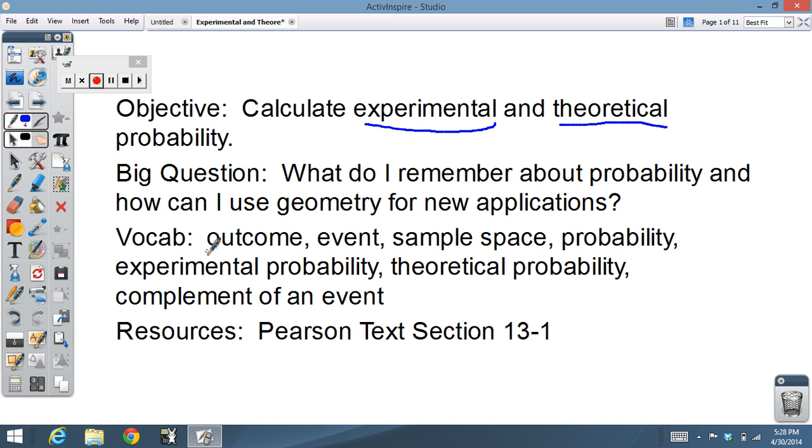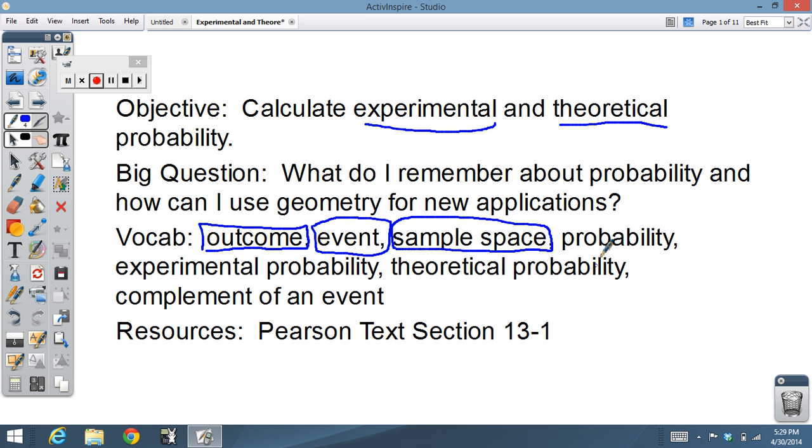All right, the vocab. I didn't really spell it out on my slides. So an individual outcome is what is going to happen, okay? So we're rolling dice, for example. The outcome could be you roll a 1 or a 2 or a 3. Those are the possible outcomes. The event is what you're doing, rolling dice. The sample space is going to be all of the possible outcomes.